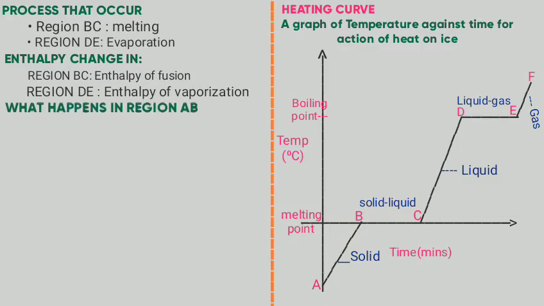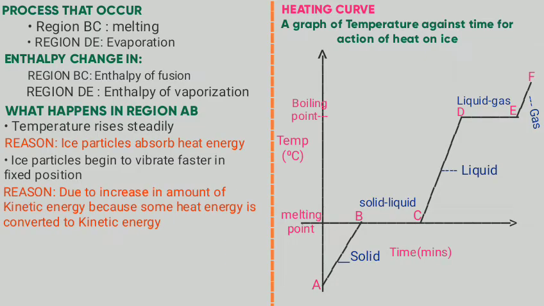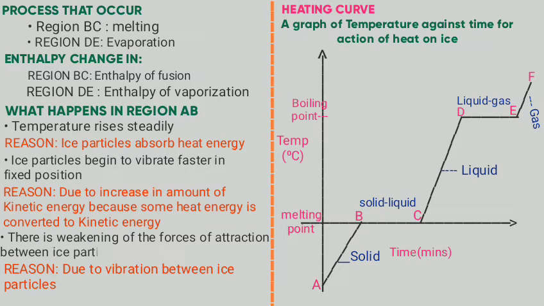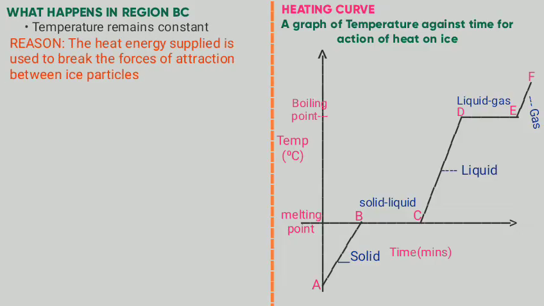Now what happens in region AB? 1. Temperature rises steadily. Reason: ice particles absorb heat energy. 2. Ice particles begin to vibrate in fixed positions. Reason: due to increase in kinetic energy, because some heat energy is converted to kinetic energy. 3. Weakening of the force of attraction between ice particles. Reason: due to vigorous vibrations between solid particles. Now region BC, temperature remains constant. Reason: heat energy supplied is used to break the force of attraction between ice particles.